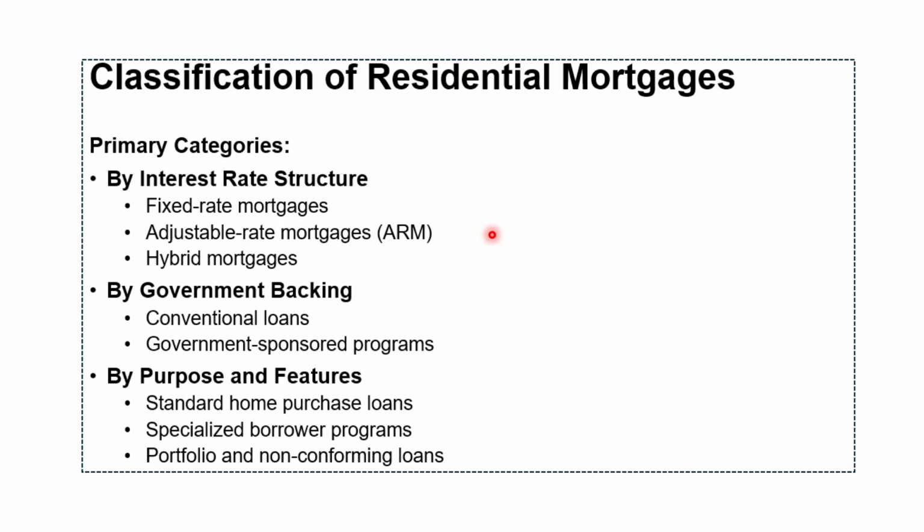Finally, we have portfolio and non-conforming loans for borrowers or properties that don't meet standard criteria. This classification framework helps us organize the complex mortgage landscape and understand how different products serve different market segments. As we progress through today's lecture, we will examine each category in detail.